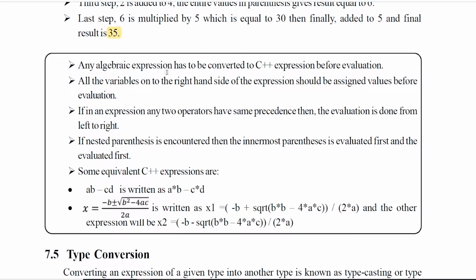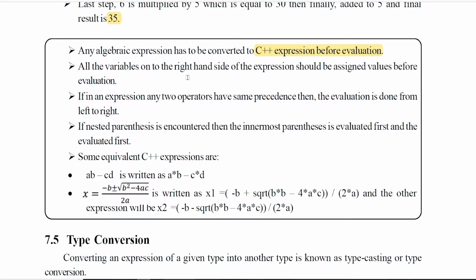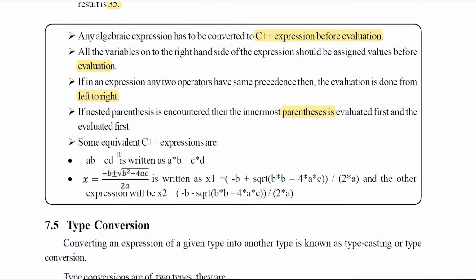Any algebraic expression has to be converted into a C++ expression before the evaluation. All the variables on the right hand side of the expression should be assigned values before the execution. If in an expression two operators have the same precedence, then the evaluation is done from left to right. If nested parentheses are encountered, the innermost parentheses are evaluated first, as I have already told, and then the remaining. There are some examples you can see here.